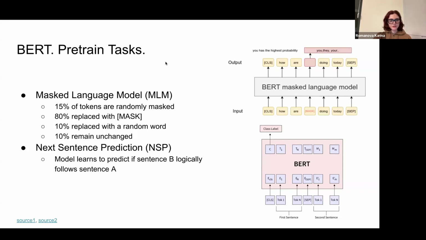Also, BERT uses next sentence prediction, in short NSP. BERT also learns to determine if one sentence logically follows another, which is crucial for tasks requiring contextual coherence.